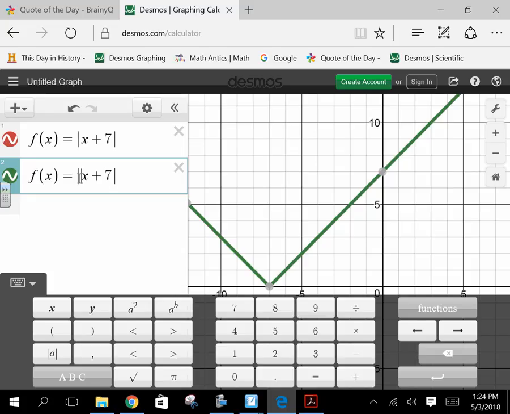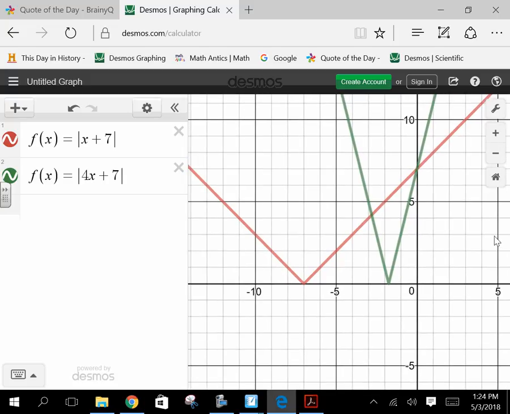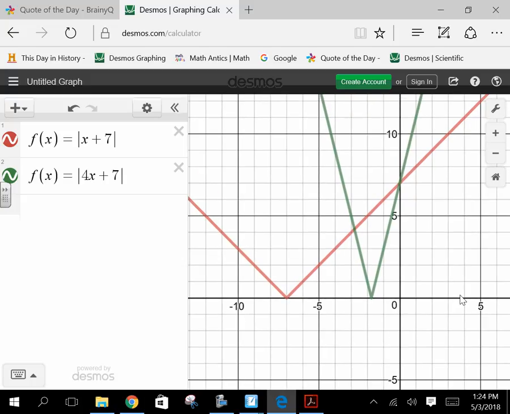How does that compare to the previous one? Here's the original. Then I put a 4 in front of the x inside the absolute value symbol. Look what happened. You have the same y-intercept. They both cross the y-axis at the very same place. So this one shrank horizontally, not vertically.